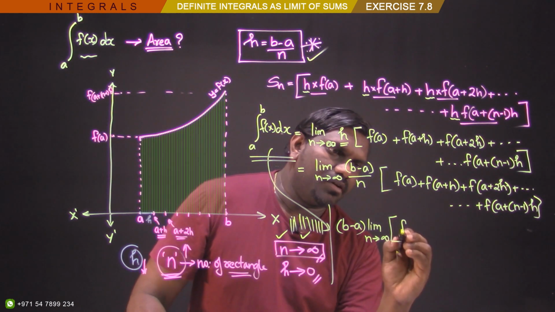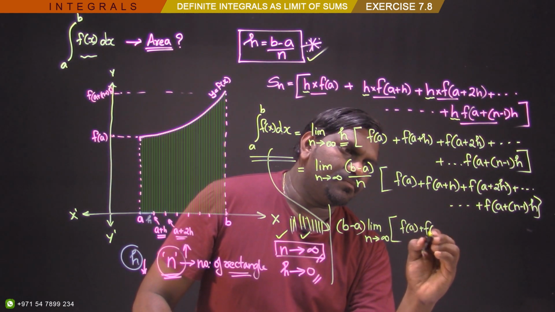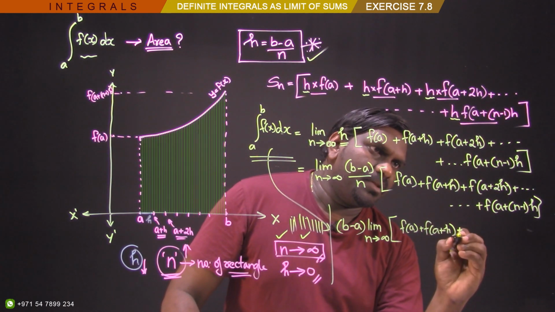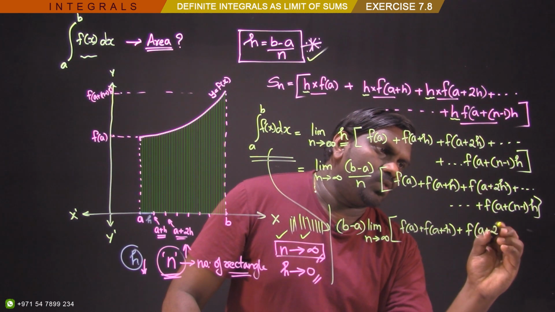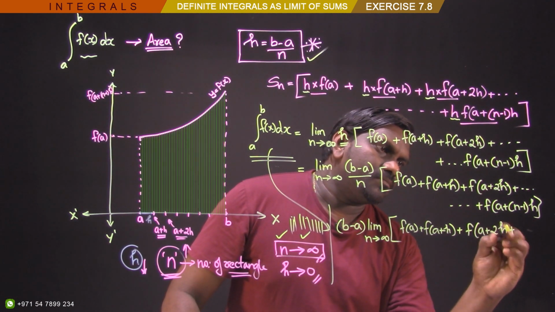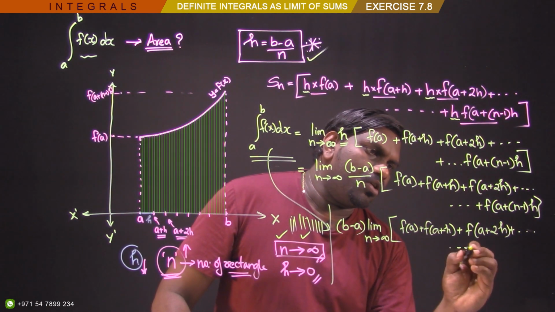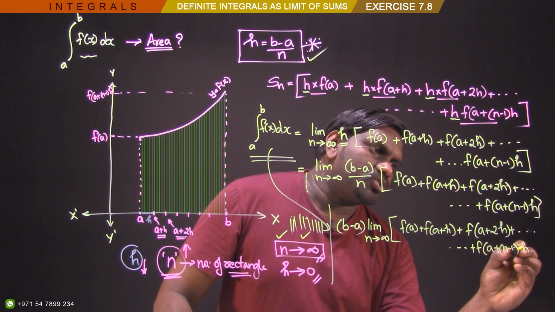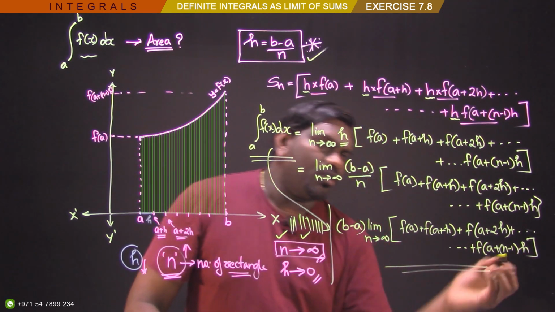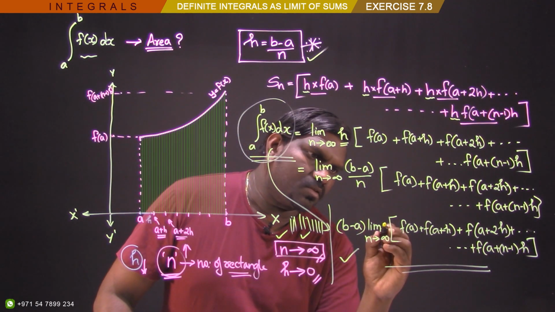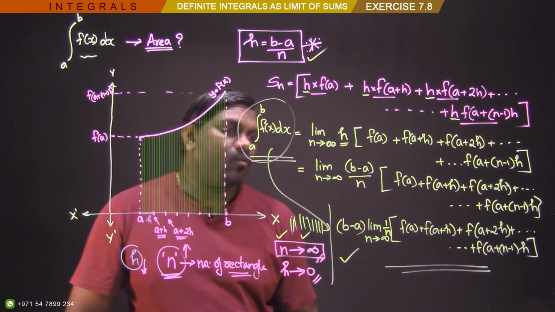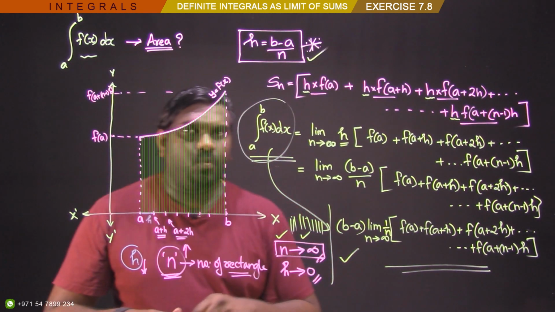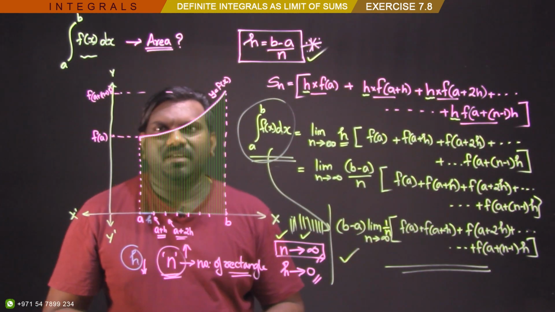Then what do you have? All these things are going to be the same, dear. f of a, plus f of a plus h, plus f of a plus 2h, plus it goes on and on, then f of a plus n minus 1 h, dear. And something which I missed over here is 1 by n is there. Sorry. Okay, 1 by n is also there, dear. So this is exactly the formula that you want and that you will be using in your exercises, dear.